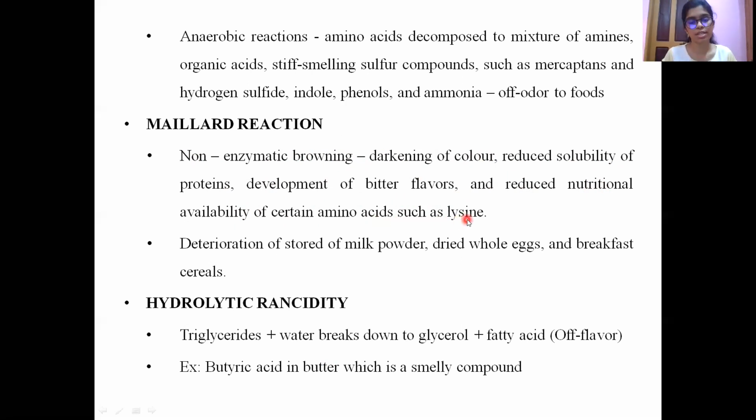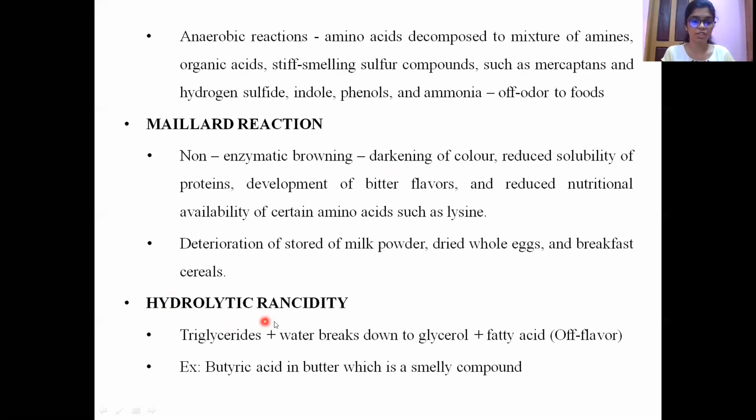The Maillard reaction is a reaction where a reducing sugar comes in contact with an amino acid, and lysine is the most readily reactive amino acid for this reaction, so there will be a decrease in the nutritional availability of lysine as a result of this reaction. And others are the darkening of colors, as I told you, when it proceeds at an uncontrollable rate. It causes several factors that affect the quality of food.